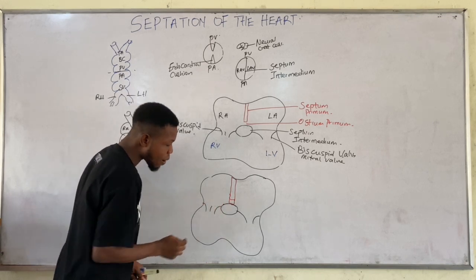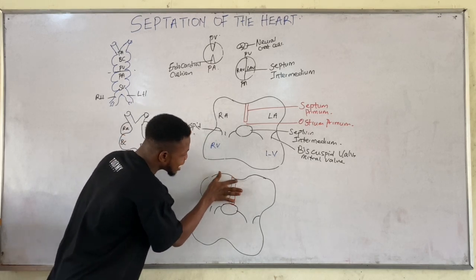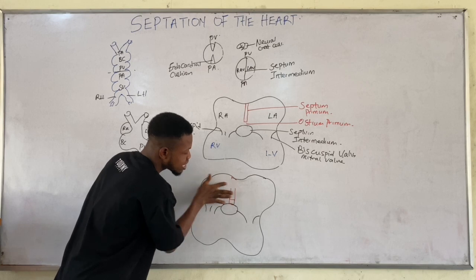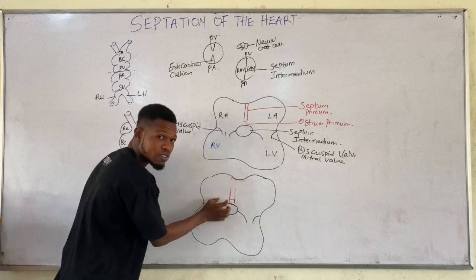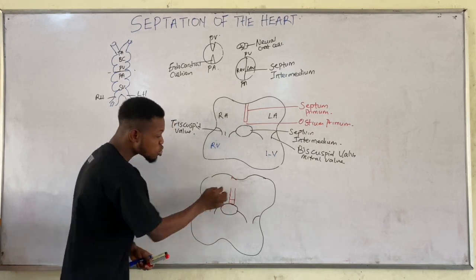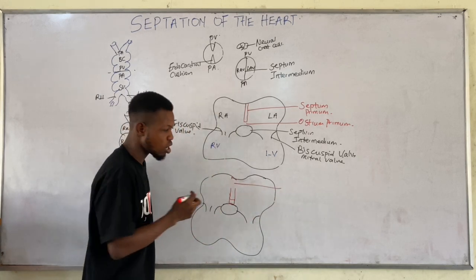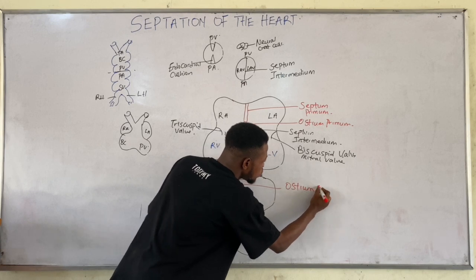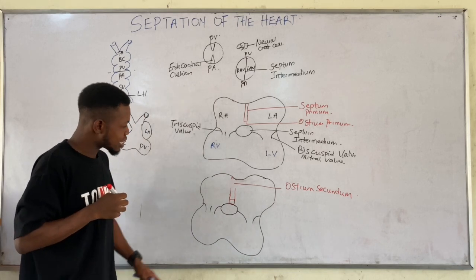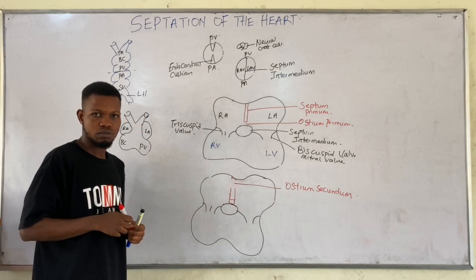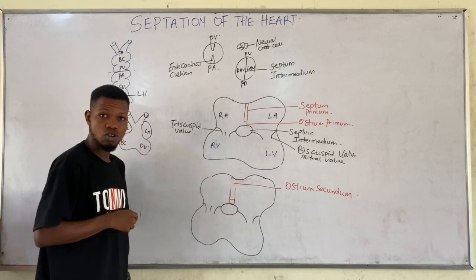So when the ostium primum is obliterated, you know what happens next? Cell death begins to appear at the cranial part of this septum primum. Cell death is what we call apoptosis. So when the cell death appears at the cranial part of the septum primum, it also forms a space. This space is what we call the ostium secundum, the name of the next space formed at the cranial part of the septum primum.